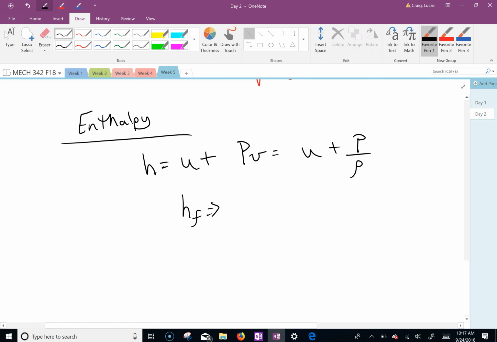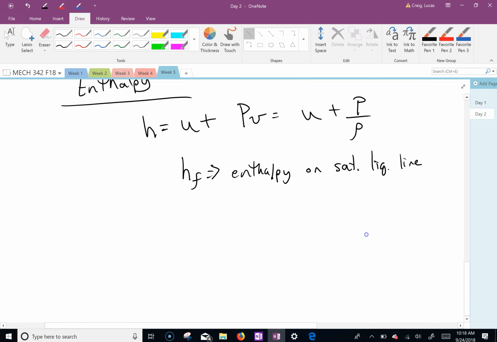If I tell you find HF, where's that located? The left side, which is called the saturated liquid line. And then HG, and then same thing with HFG: HG minus HF.